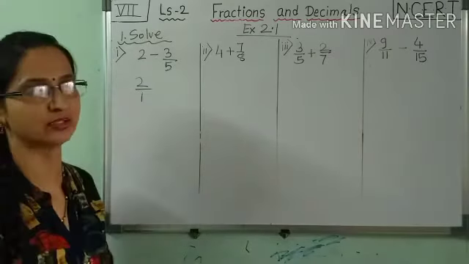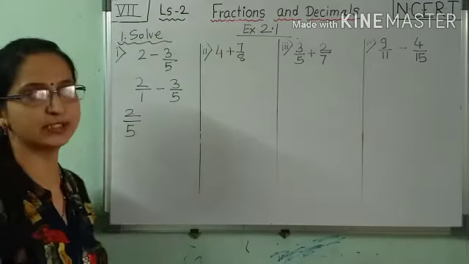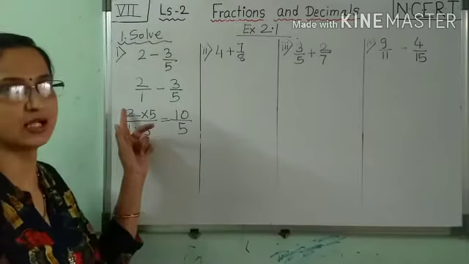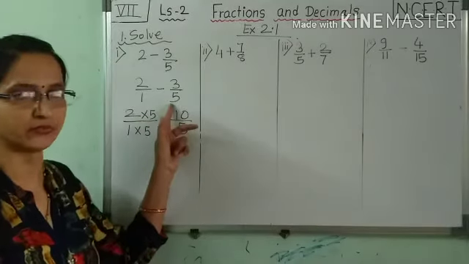For making like fractions, we have to calculate the LCM. What is the LCM of 1 and 5? It is 5. So here we want 5 as the denominator. How will we get 5 here? For that we have to multiply both the numerator as well as the denominator by 5. So 2 5s are 10, 1 5 is 5. Here, for making it a like fraction, I multiplied the denominator as well as the numerator by this 5.